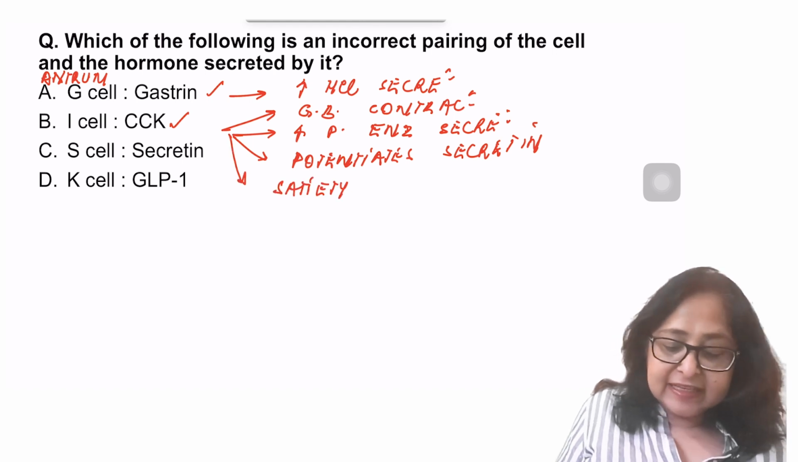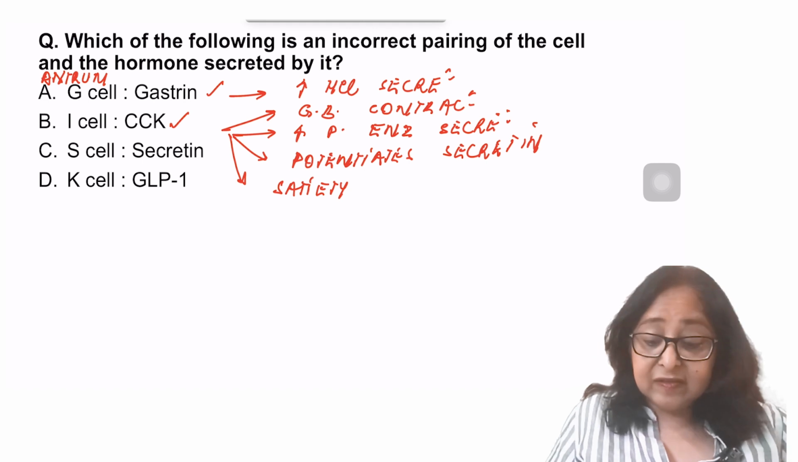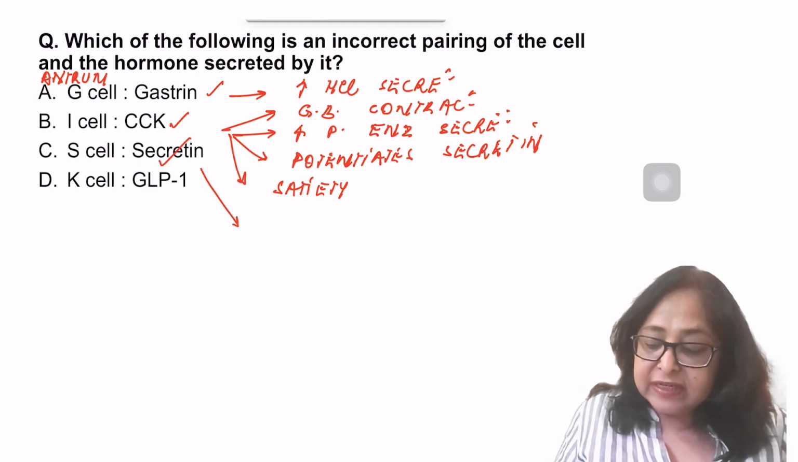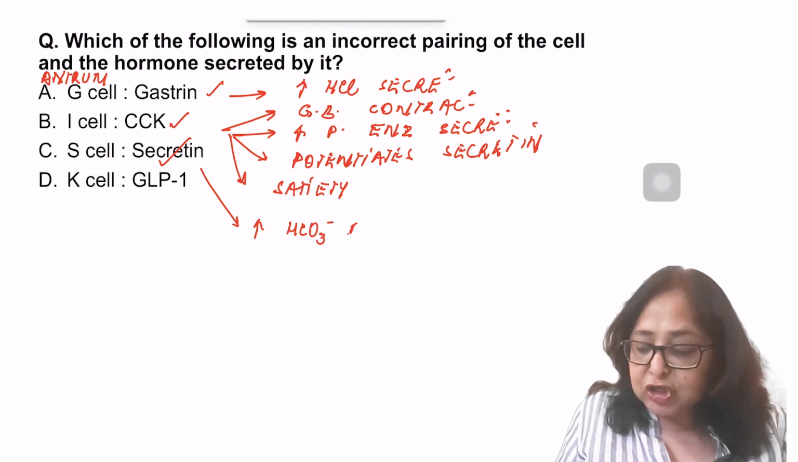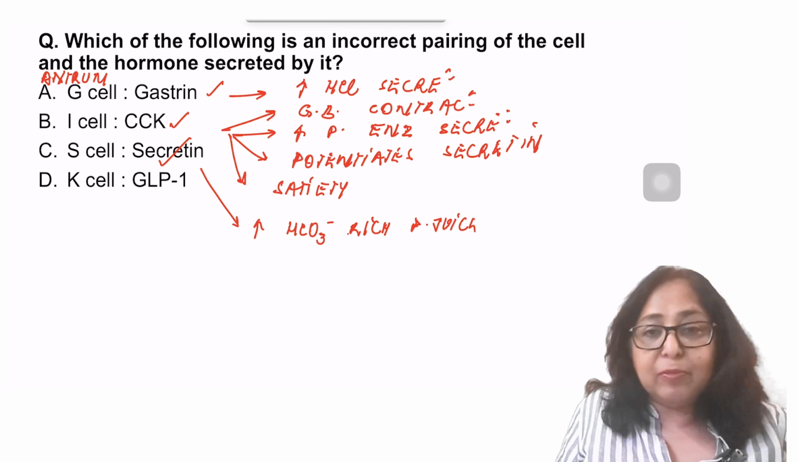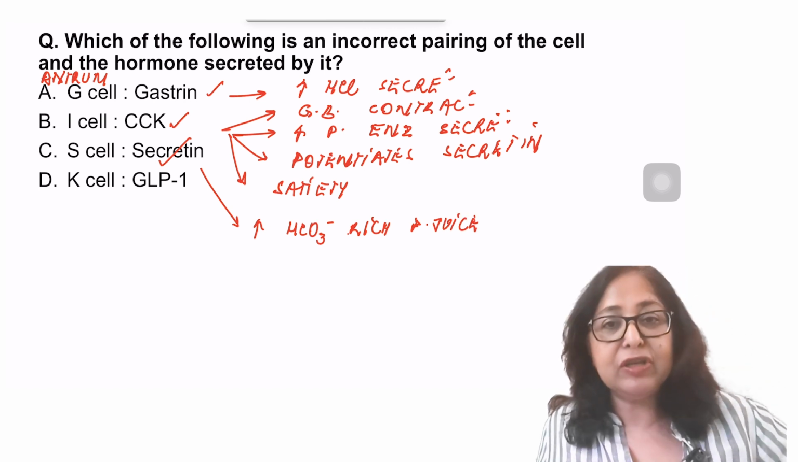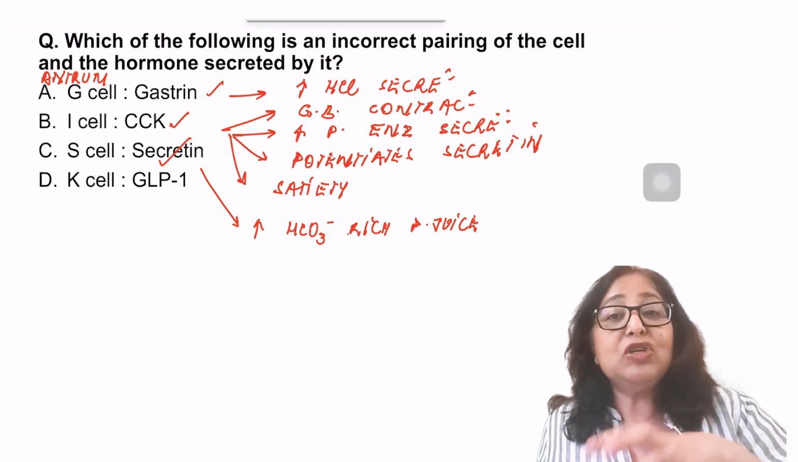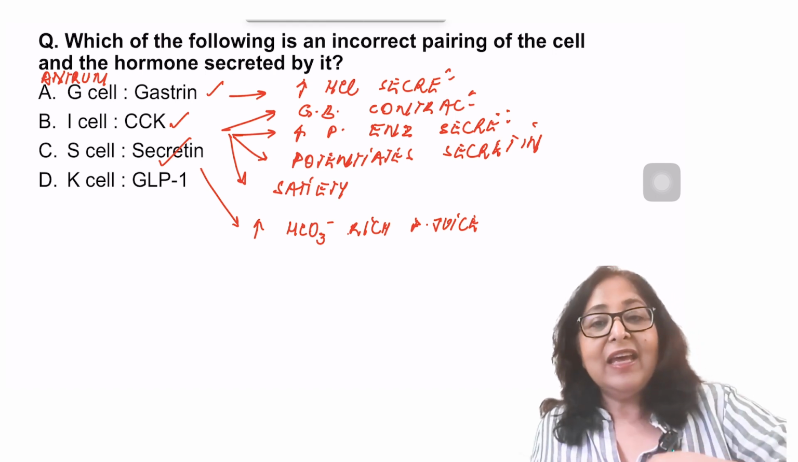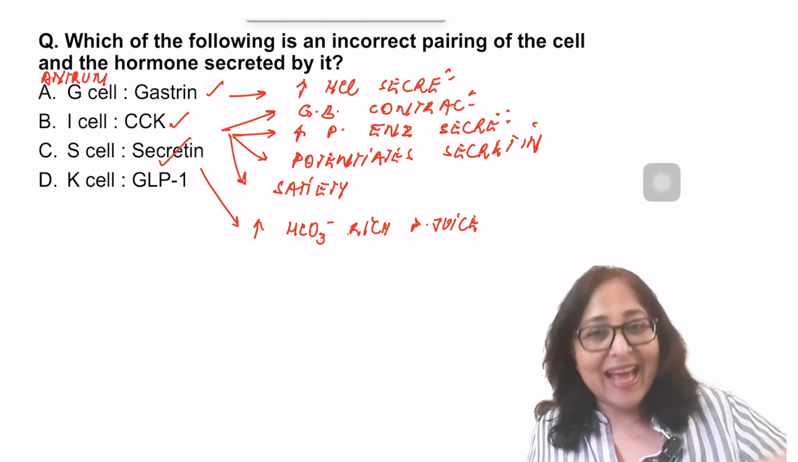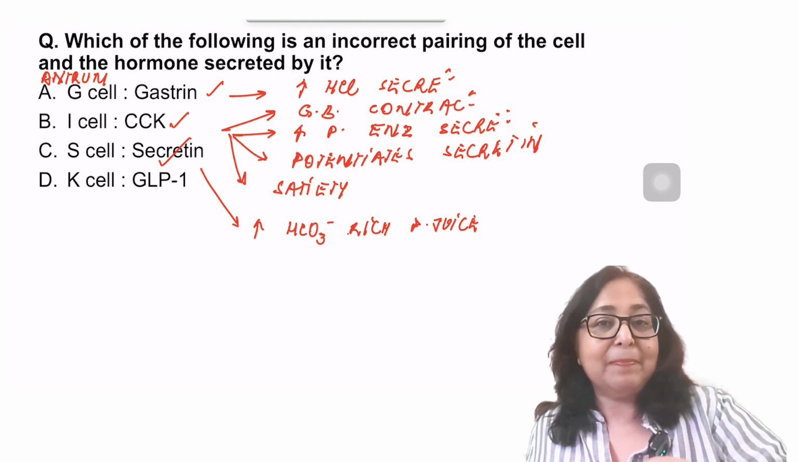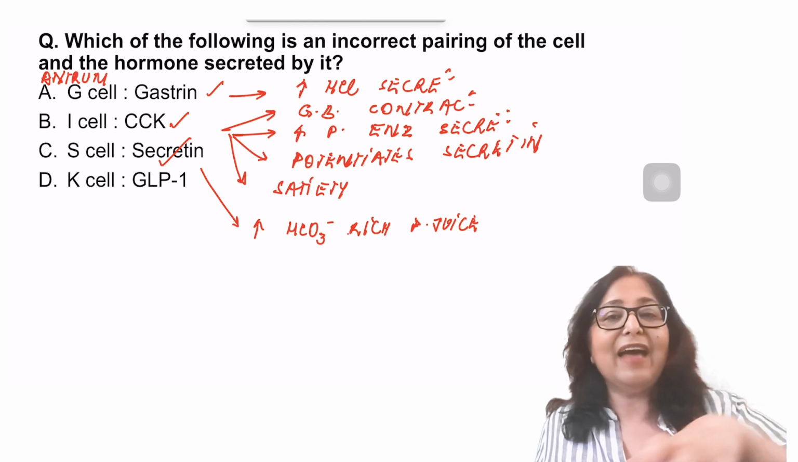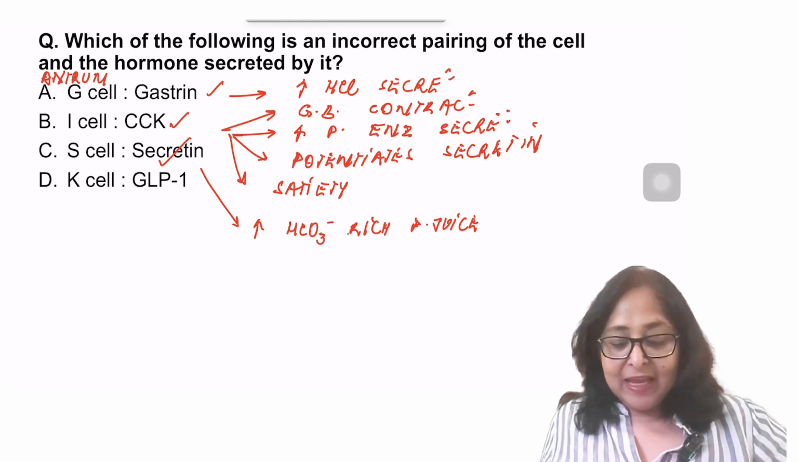The third is S cell produces secretin. This is also true, and the role of secretin is to increase the bicarbonate-rich pancreatic juice. It increases the bicarbonate content in the pancreatic secretion, making it alkaline, which is so important because the gastric chyme is acidic. To counter that, the intestinal secretions as well as the pancreatic secretions and bile have to be alkaline.